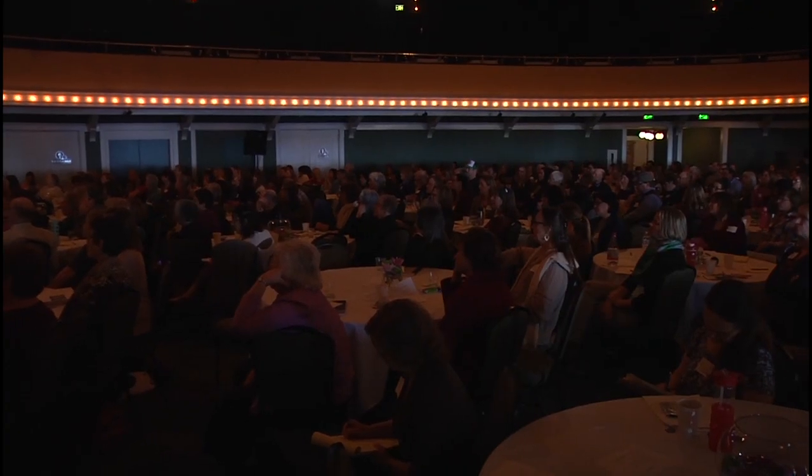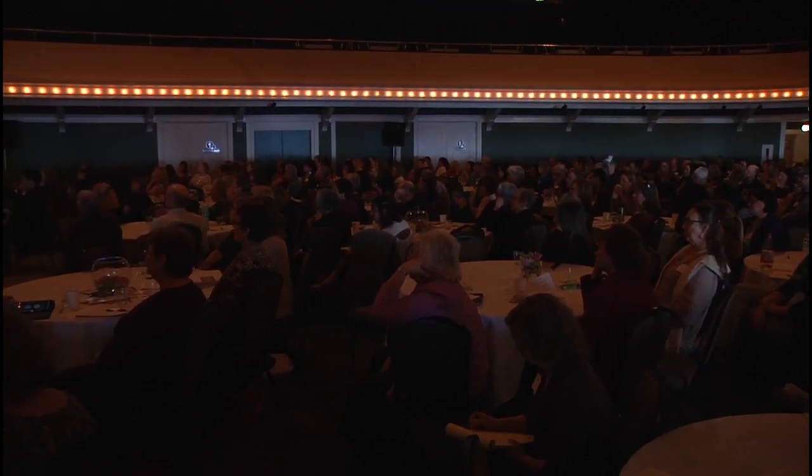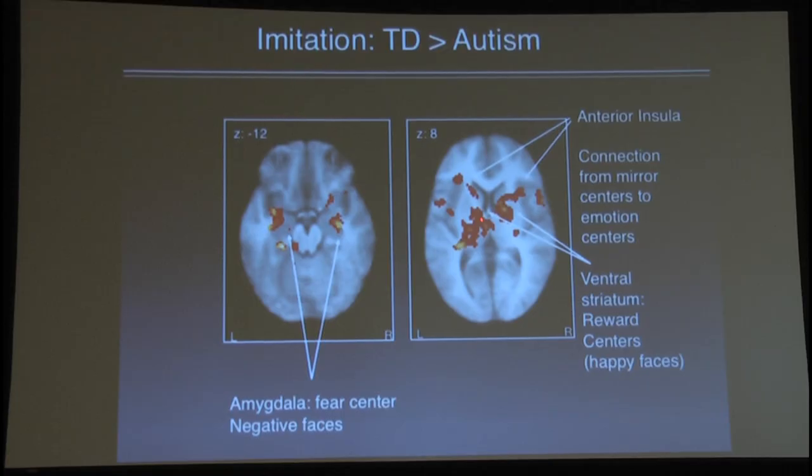You get it inside. These are reward centers, which I'll talk about a little bit more, what we call the ventral striatum, in response to happy faces. And so when we see a happy face, we get a nice warm feeling inside. These are differences between groups, so the kids with autism do not get that warm feeling inside. And this is an area called the anterior insula that's important in salience, which I'm not going to talk about now, but I will talk about later.